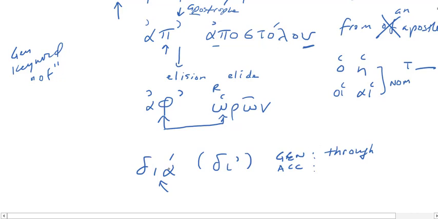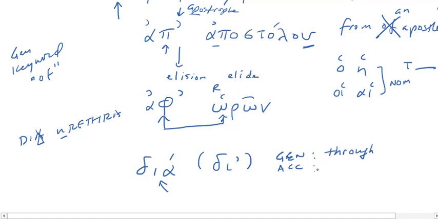Diuretic has the word dia. I'll just write it in English. Dia plus, you know this word urethra, right? But what's happened here? Diuretic has a vowel at the end, followed by a vowel at the beginning. The alpha's dropped off, right? Okay, so a diuretic is a drink that goes right through you, doesn't it? Yes, okay. So this is the genitive, so dia, through.